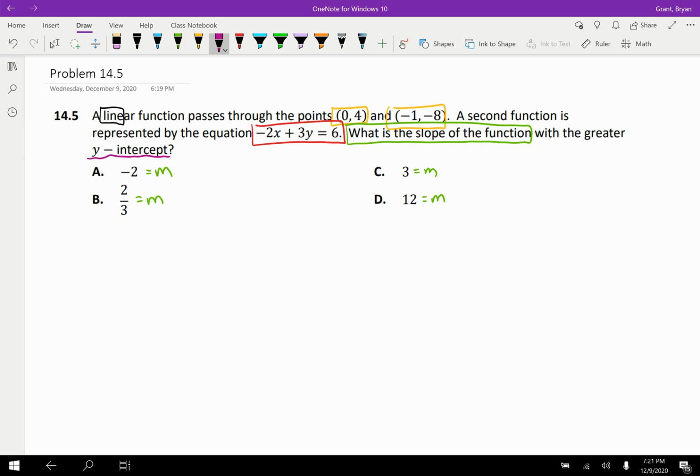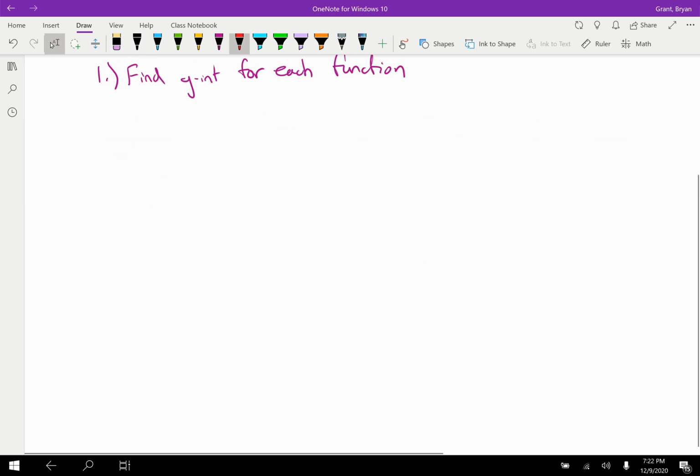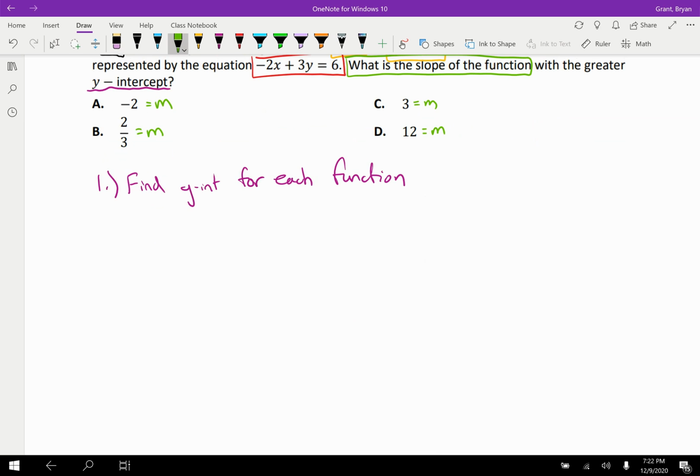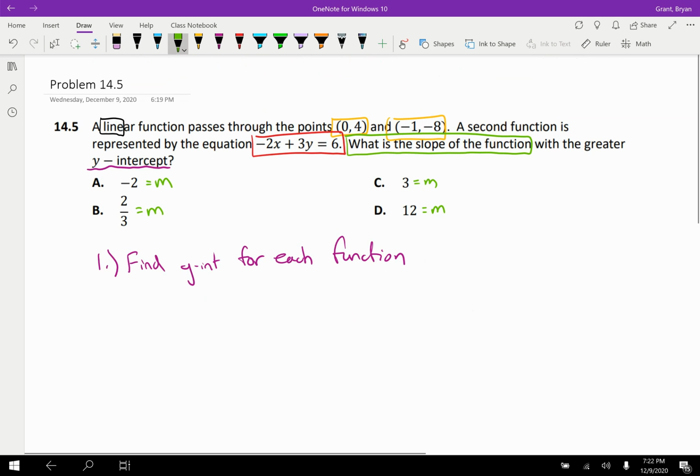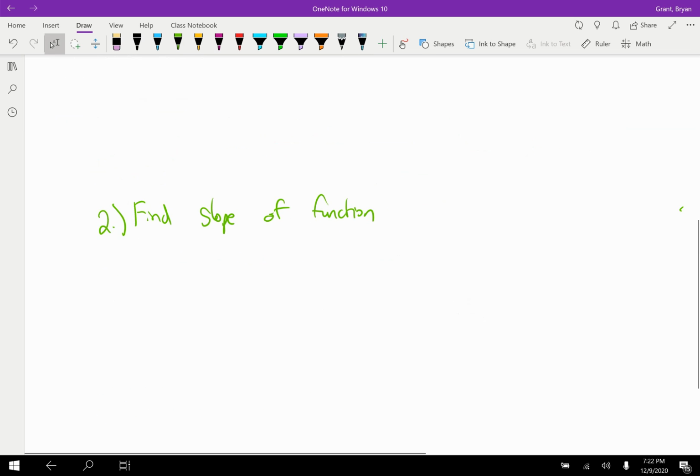Oof. So I think there's 2 steps to this problem. Step 1 is going to be find the y-intercept for each function. And then step 2, which is going to be way down at the end, step 2, let's do in green. Step 2 is, of course, find the slope. Then we only have to find one slope here. It's going to be the slope of the function with the greater y-intercept.